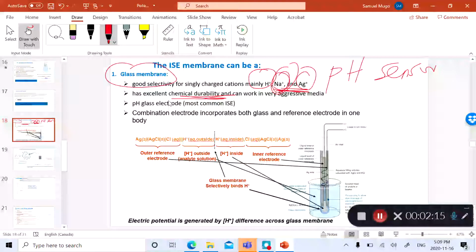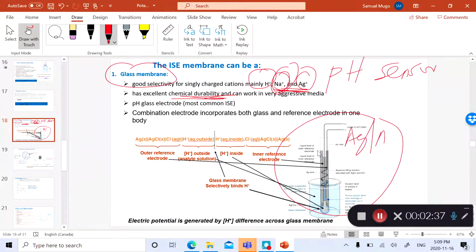Now, take note of this. An ion selective electrode made of glass membrane, or a pH sensor, like we said before, has an indicator electrode, and that's what I have here. But it also has a reference electrode. And the reference electrode, remember, in this case is a silver chloride reference electrode, which is the most common. If you take a pH electrode, you're gonna see the silver reference electrode as well as the indicator electrode.